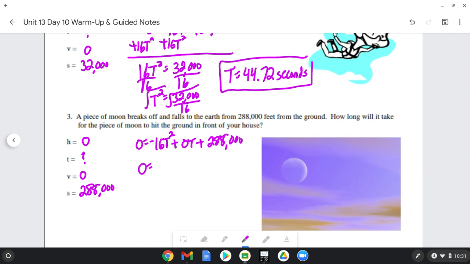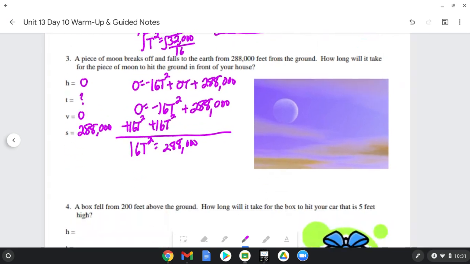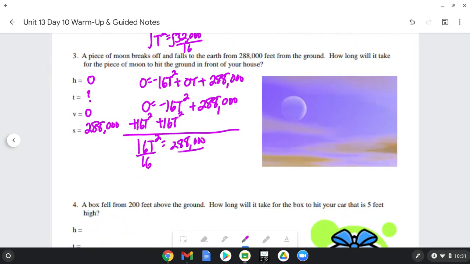The middle would disappear because 0 times anything is still 0. So it's gonzo. I move that 16t squared by addition over to the other side because that's the opposite of subtraction. So now I get 16t squared is equal to 288,000. I divide by 16. And that's what I put in my calculator for under the square root. So I have to take the square root of both sides in order to get t by itself.